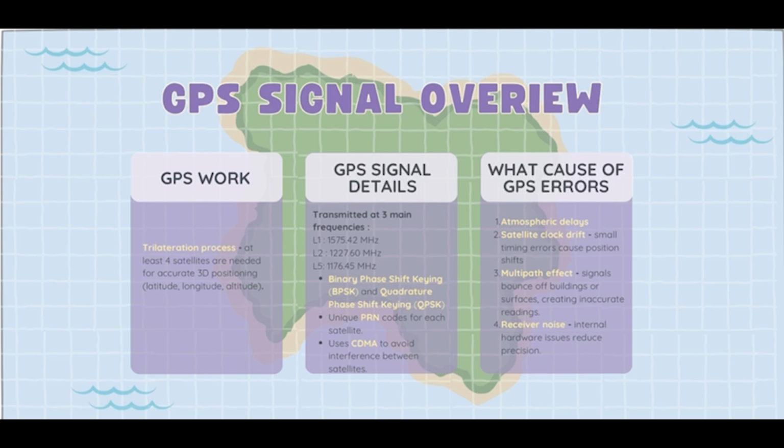So now, what causes GPS errors? First, atmospheric delays. Second, satellite clock drift. Tiny timing differences can cause big errors. Third, multipath effect, which is signal reflecting off surfaces like buildings, causing confusion in the receiver. And lastly, receiver noise. Internal hardware limitations can affect precision. These issues reduce GPS accuracy and reliability, which is why error correction methods like ours are important.